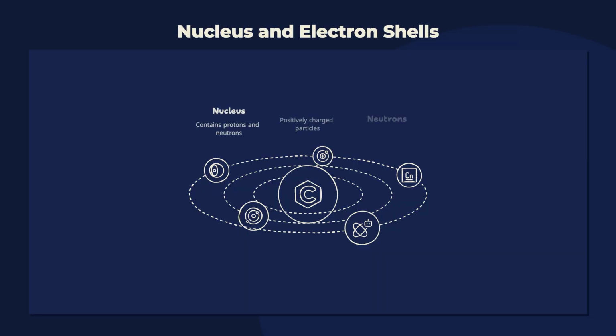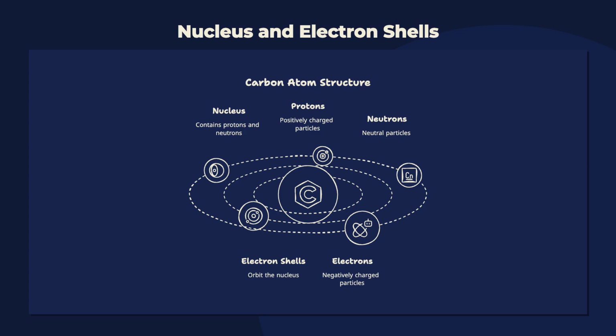The atomic number equals the number of protons and defines the element itself. Every atom with 6 protons is carbon. The mass number equals protons plus neutrons, deliberately excluding electrons since their weight is negligible. So carbon with 6 protons and 6 neutrons has a mass number of 12.